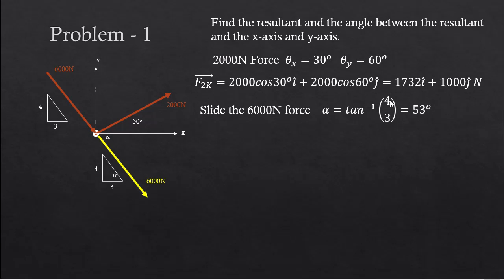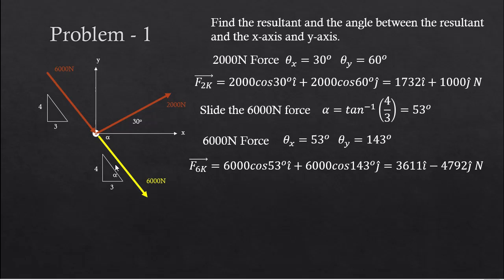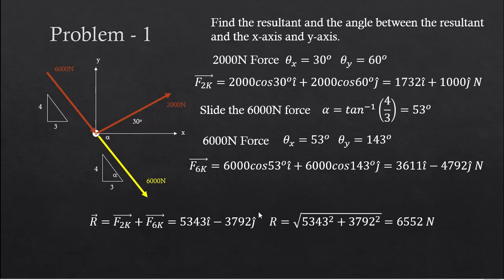So alpha is tan inverse 4/3, which is 53 degrees. The 6000 force makes an angle of 53 degrees with the x-axis and 53 degrees plus 90 degrees, which is 143 degrees, with the y-axis. So we can write the 6000 Newton force in its vector form. And then we add the two vectors, and we get this.